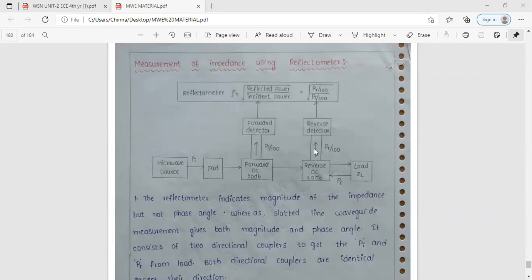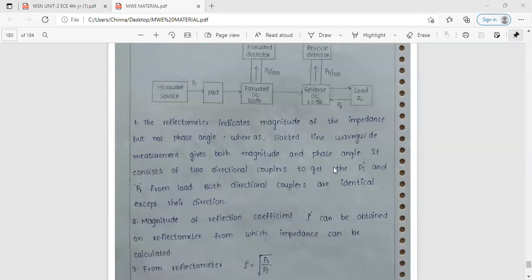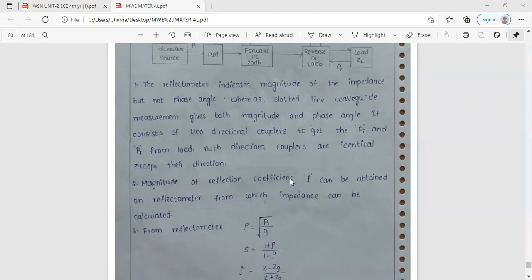Here, look, PI by 100 and the reflected power of 100 are both the same but taken in reverse directions. The angle is considered in reverse. It consists of two directional couplers to get the PI. Both the directional couplers are identical except their direction. So the magnitude of the reflection coefficient rho can be obtained on the reflectometer, from which the impedance can be calculated.